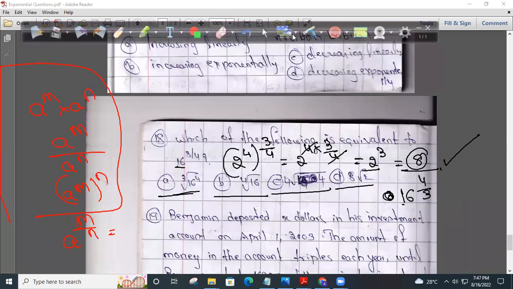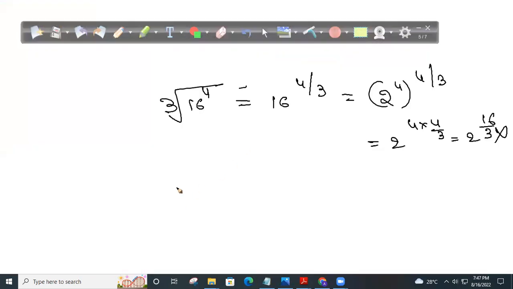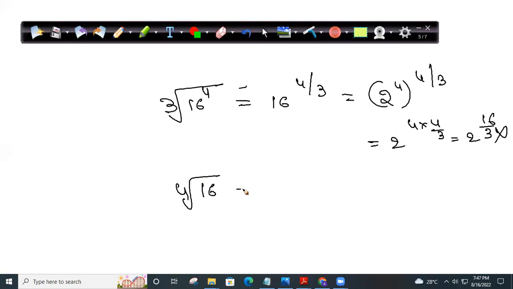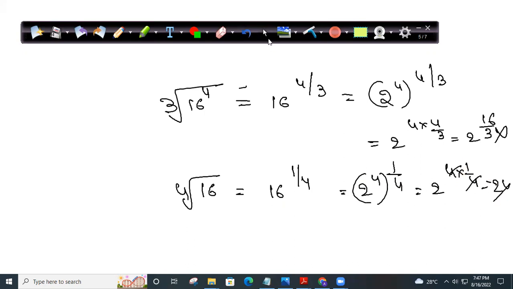Now see the second option. Fourth root of 16 is 16 to the power of 1 by 4. 16 can be written as 2 power 4, so 2 power 4 to the power of 1 by 4 is 2, which is not 8. So it is wrong.